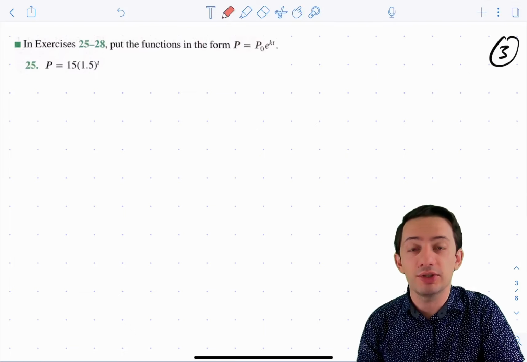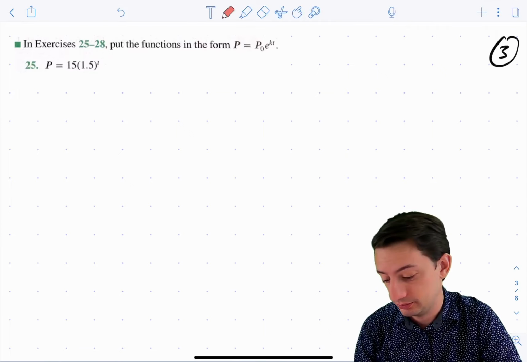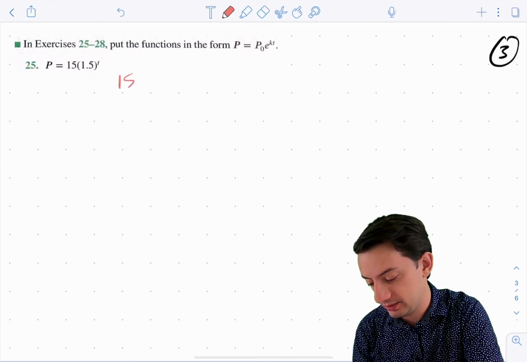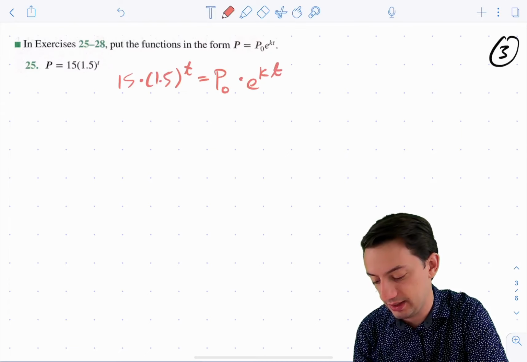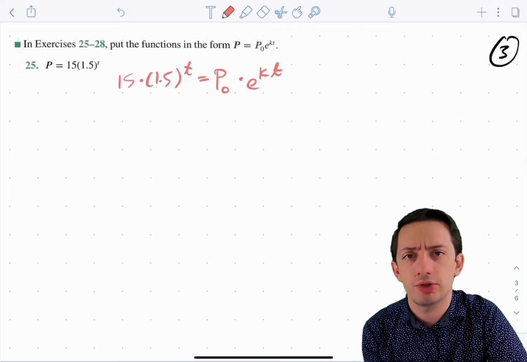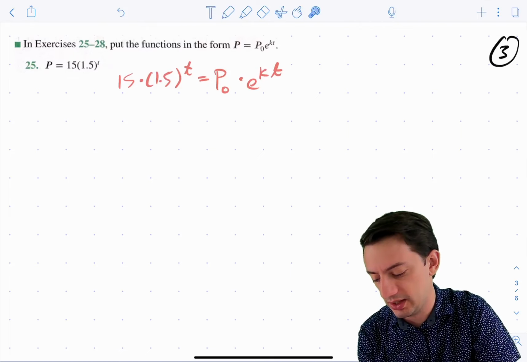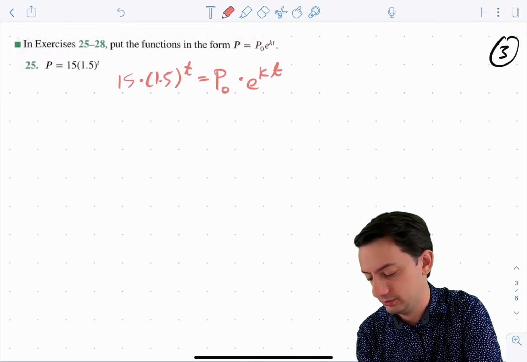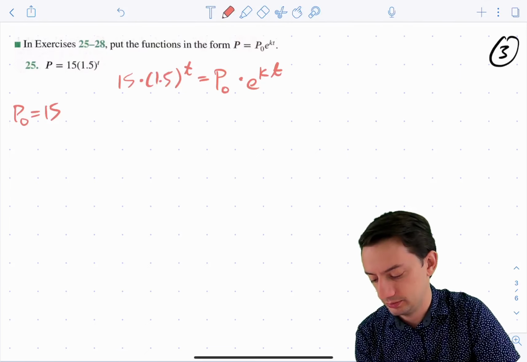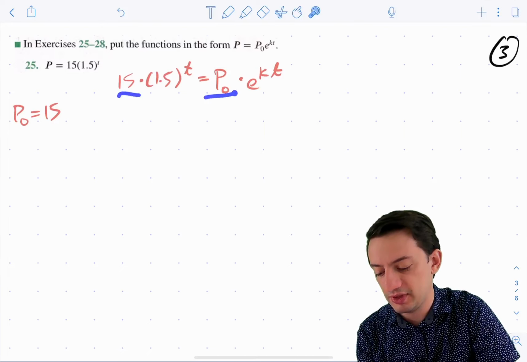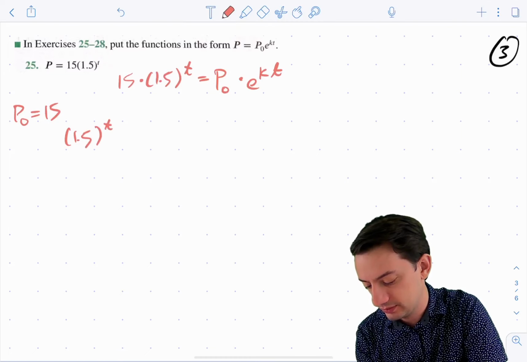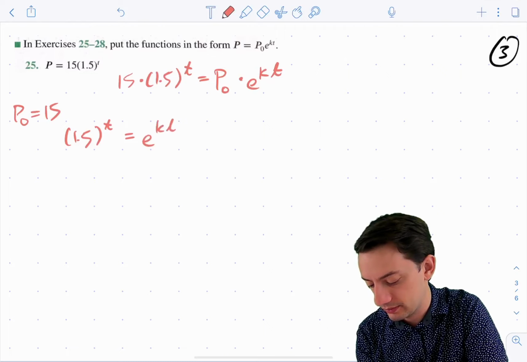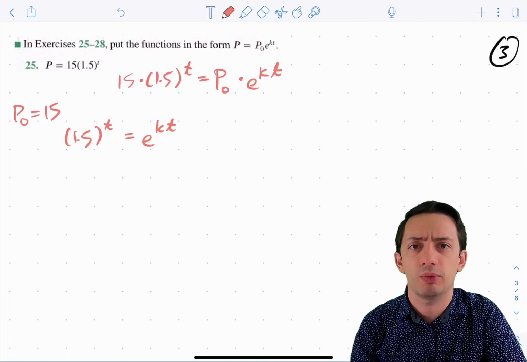Okay, so the way that we need to do that is with a natural log. So we want this 15 times 1.5 to the t to be equal to a p0 times an e to the kt. Well, the way that we saw to do this in section 1.2 for starters is that this 15 becomes our p0. So that's our easiest part. So that means we have a 15 here and a 15 here that we can both divide away. And what we're left with is that 1.5 to the t has to equal e to the kt. And we're solving for k here.